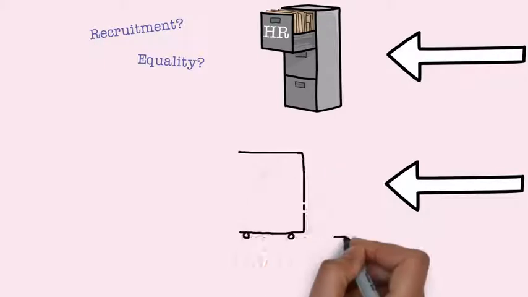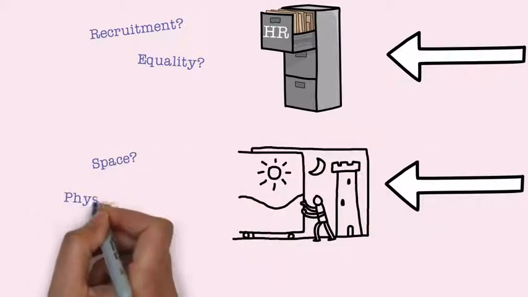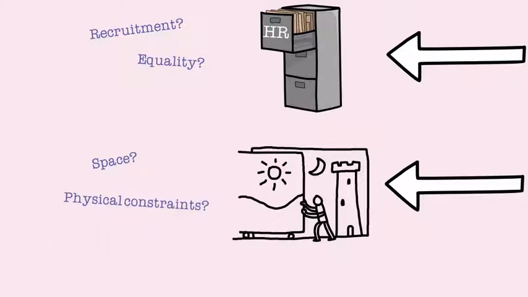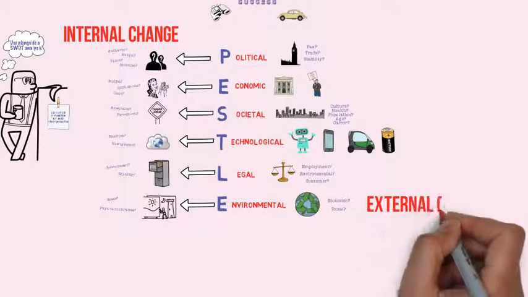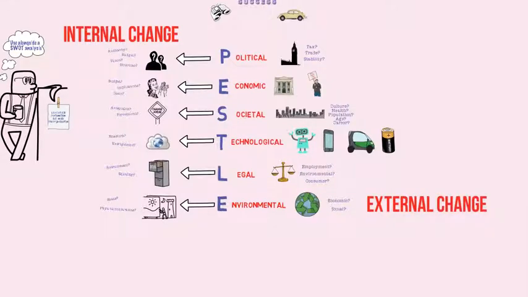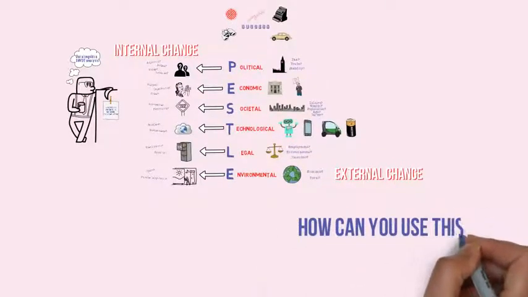And finally, environmental. What space is available? What can be moved? What are the physical constraints that we have to work within? A PESTLE analysis can be used externally, but also internally as an audit tool to capture data as part of the planning process. How can you use this in your world?